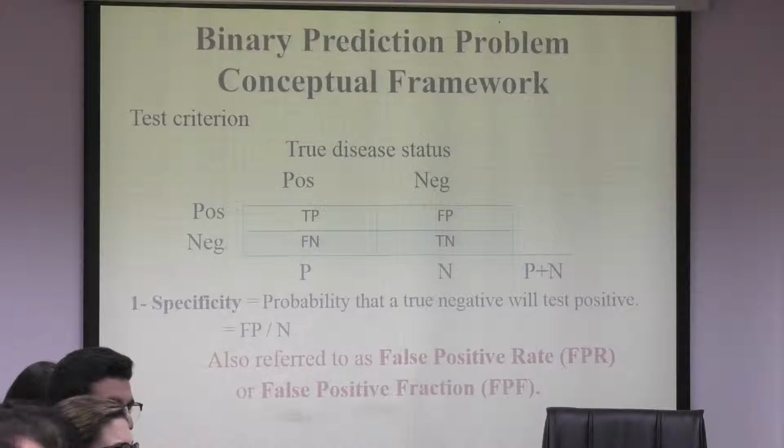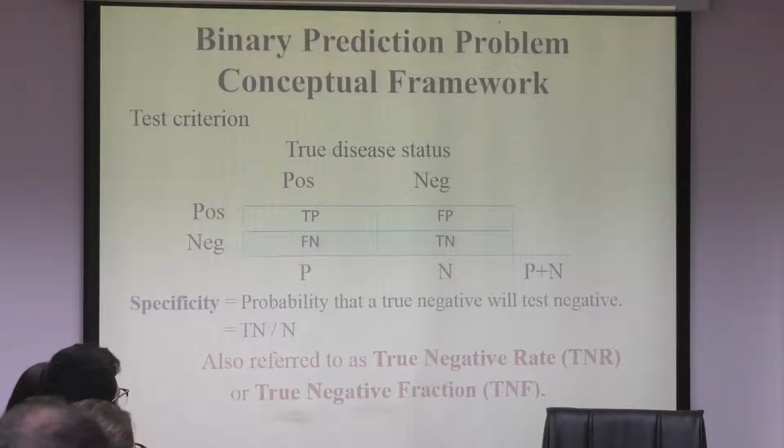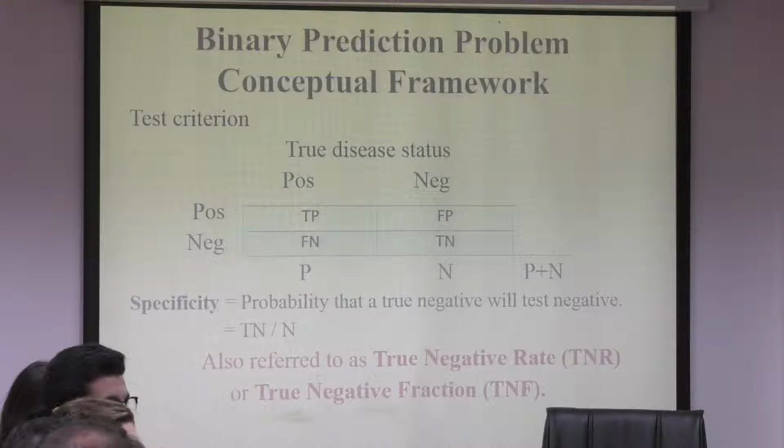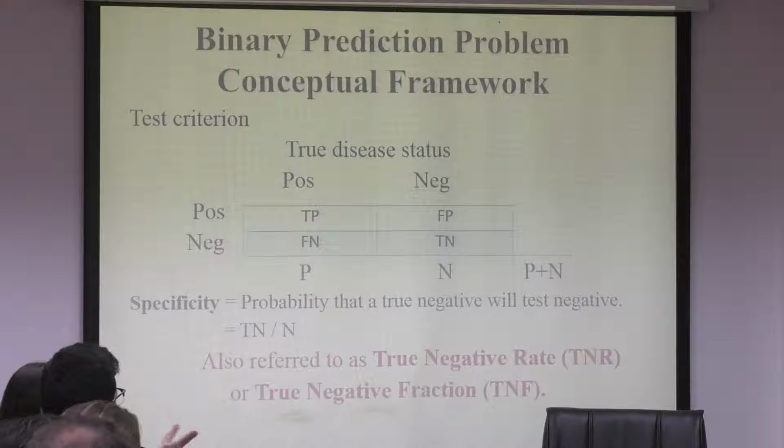Now, 1 minus specificity, what would it be? If I ask you, specificity is true negative over total negative patients. 1 minus specificity, what would it be? Probability-wise. 1 minus specificity, false positive. Look at it. So which cell is going to be taken?